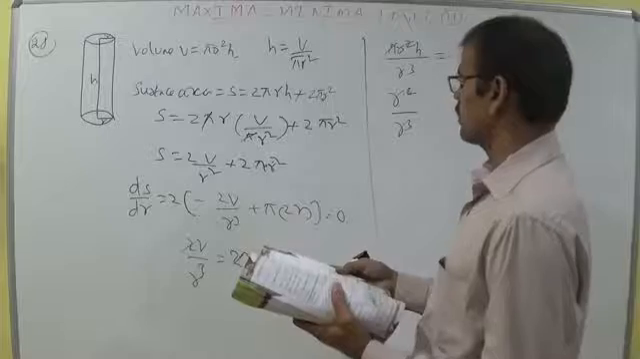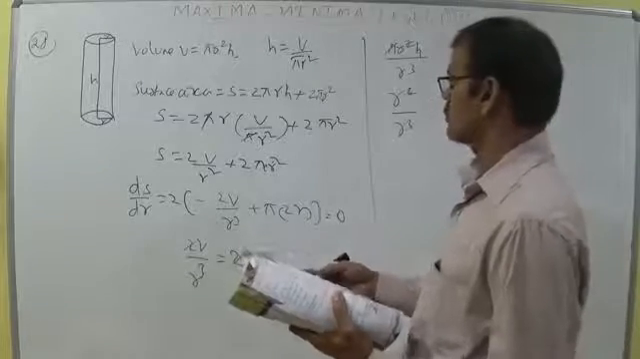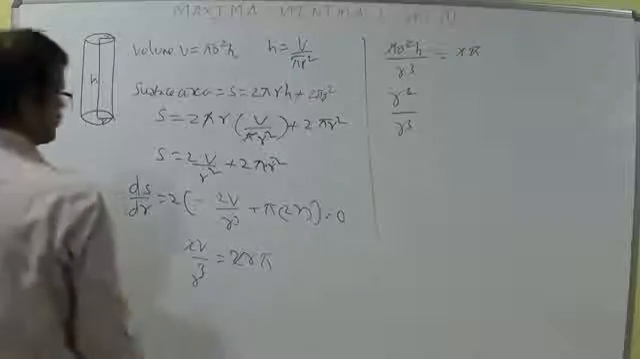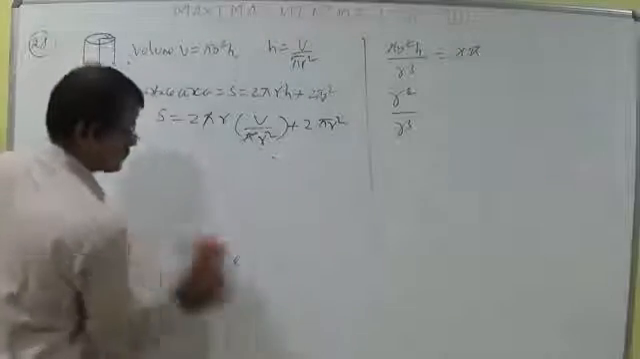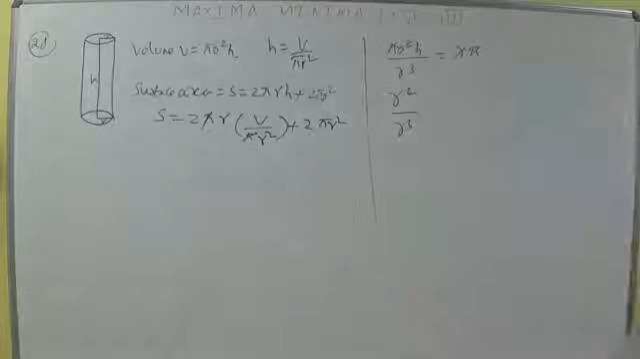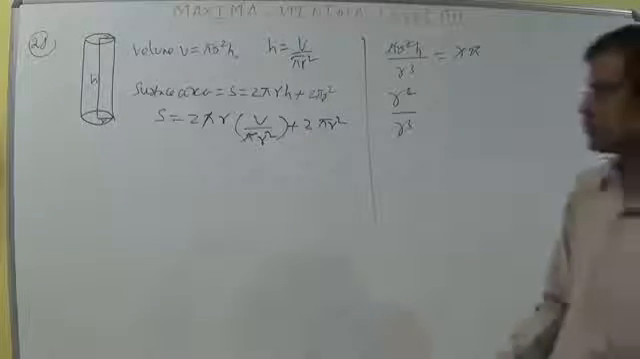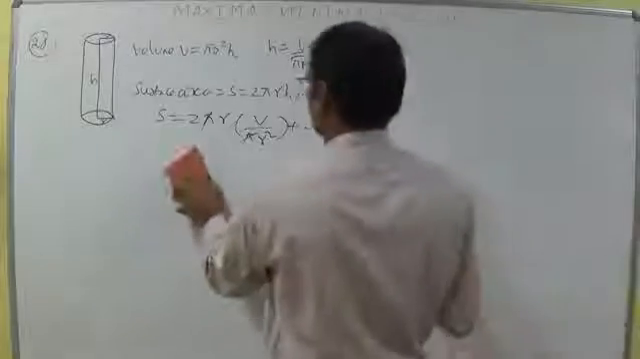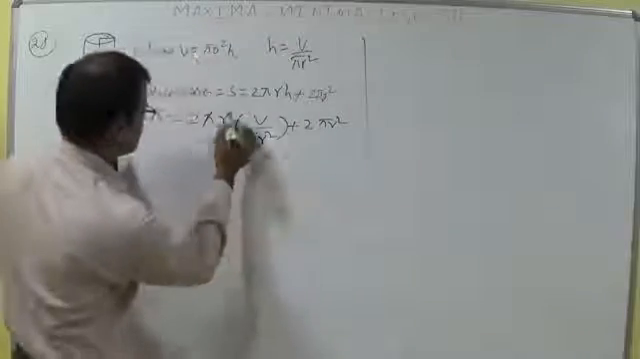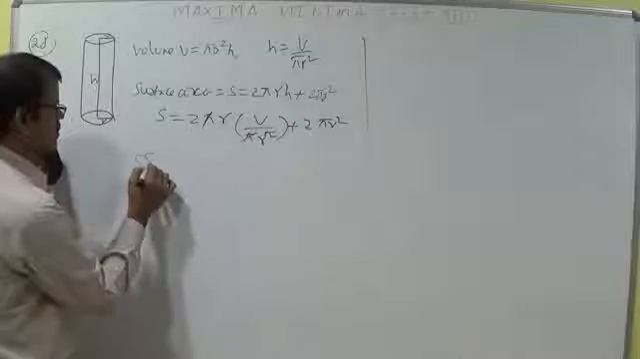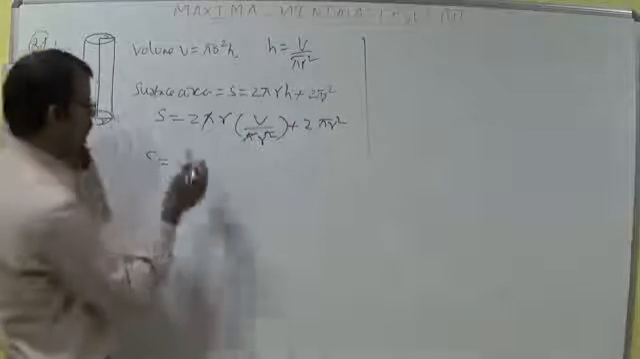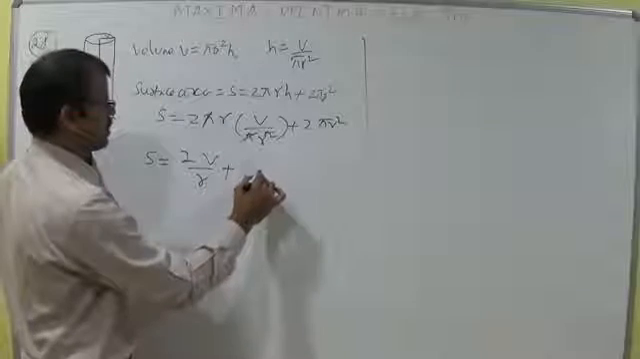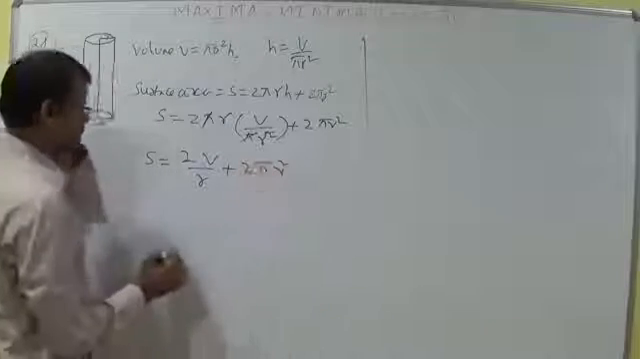Next 2 pi r got cancelled. Here r did not get cancelled. Here I did a mistake, so once again we do. S is equal to, 2 pi got cancelled. Here r gets cancelled. So S is equal to, now you write here 2v by r plus 2 pi r square.